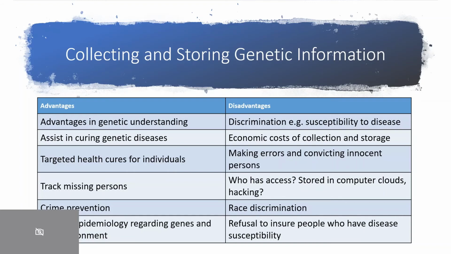Disadvantages: discrimination, for example, being susceptible to disease, economic costs of collection and storage, making errors and maybe convicting innocent people. Who has access to this information? Is it stored in a computer cloud? Is it possible that it could be hacked into? There might be race discrimination if your genetics reveal different nationalities, and refusal to insure people who have a certain susceptibility to disease.